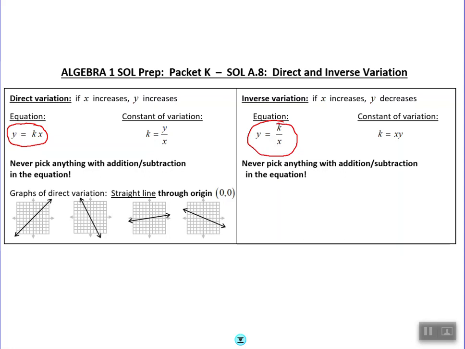To find the constant of variation, the constant of proportionality, if you solve this equation for k, you get k equals x times y. Again, if you have addition or subtraction, it is not inverse variation. Let's take a look at a few examples.